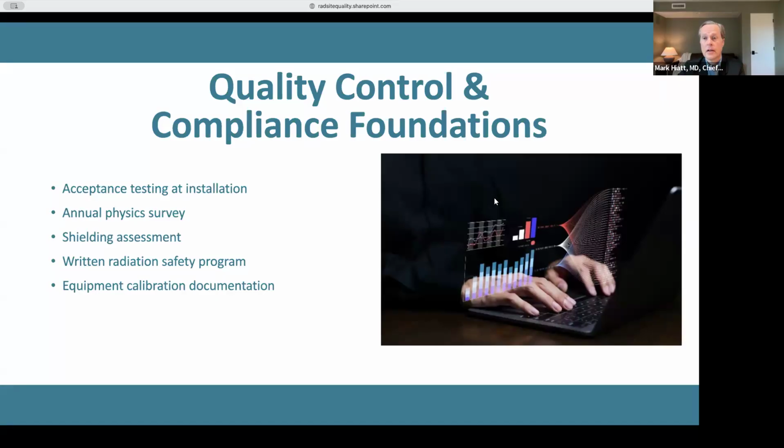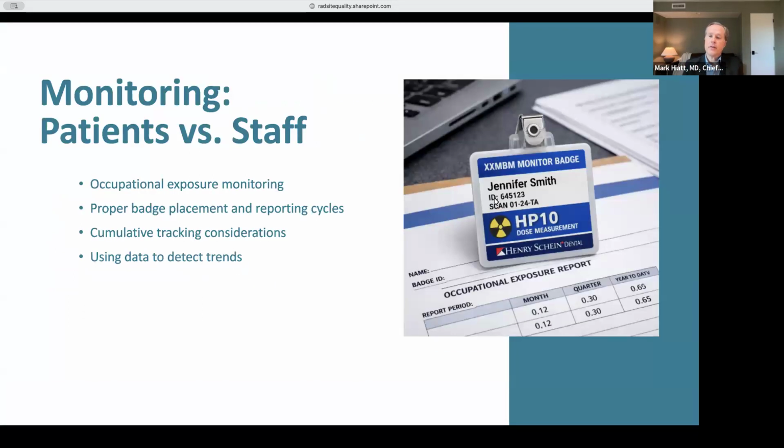Wow. Chris, that's very helpful. Why don't we switch then from equipment to people? In terms of monitoring radiation exposure, I think it's important to differentiate between patients who receive cumulative radiation, perhaps every 6 months to a year or over their lifetime, versus occupational exposure received by staff.